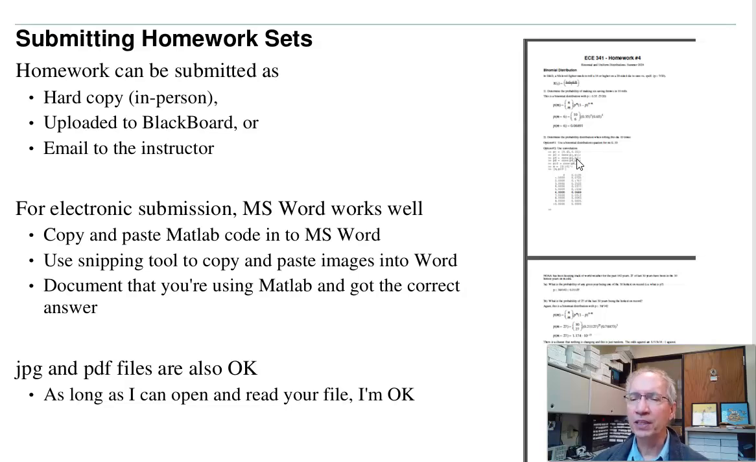Again, hand copies are fine too. Just take an image, upload the JPEG image. As long as I can read it, that's fine. Just don't encrypt it as a zip file. Makes it hard for me to open.